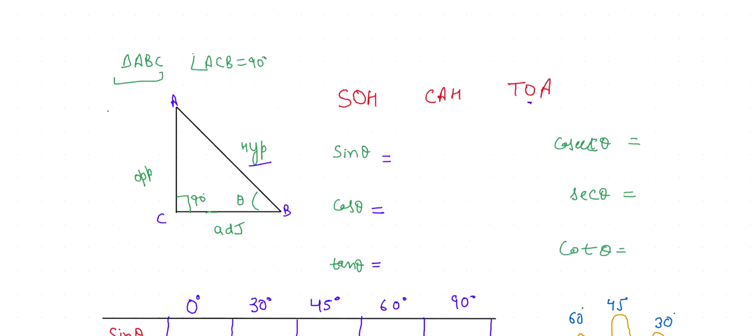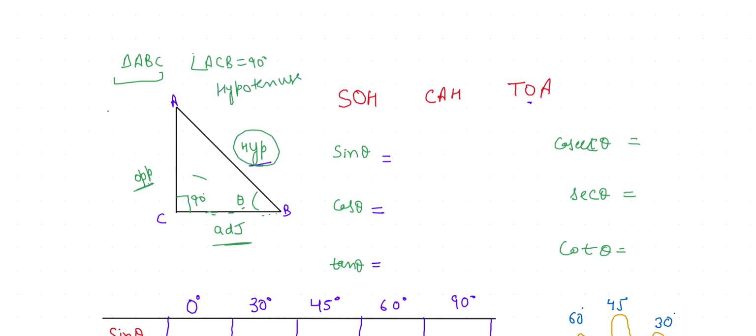Then moving toward these sides. As this is the angle theta, the side opposite to theta, this side AC, is known as the opposite side, and the side that is adjacent to theta, that is line BC, is known as the adjacent line, and the longest line AB is known as the hypotenuse.